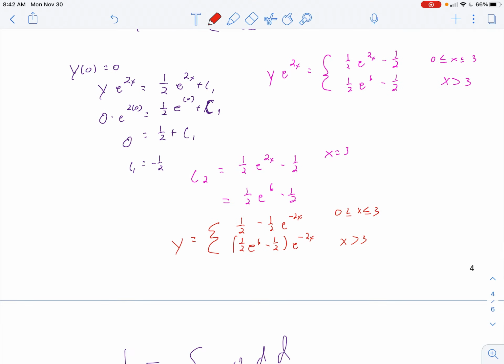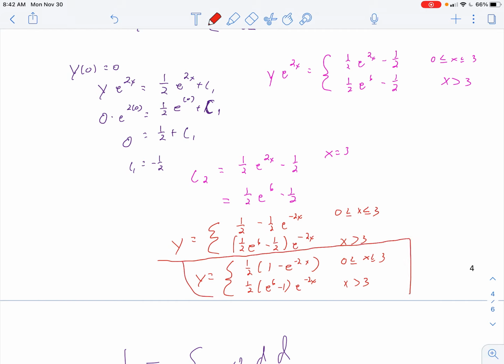Now you could write this a little bit differently, a little bit cleaner. Pull out the 1/2 and you get y equals 1/2 times 1 minus e to the negative 2x for 0 less than or equal to x less than or equal to 3. And then we could pull out a 1/2 and get e to the 6 minus 1, times e to the negative 2x, for x greater than 3. Again, you didn't have to do that. It just makes it look a little bit cleaner. Both of these are the same solution, just one is a little bit cleaner than the other, so you can choose which one you want to use.